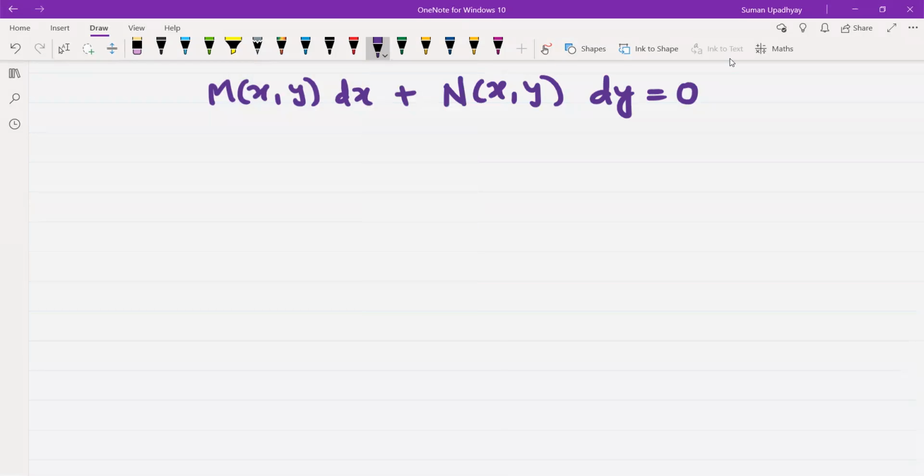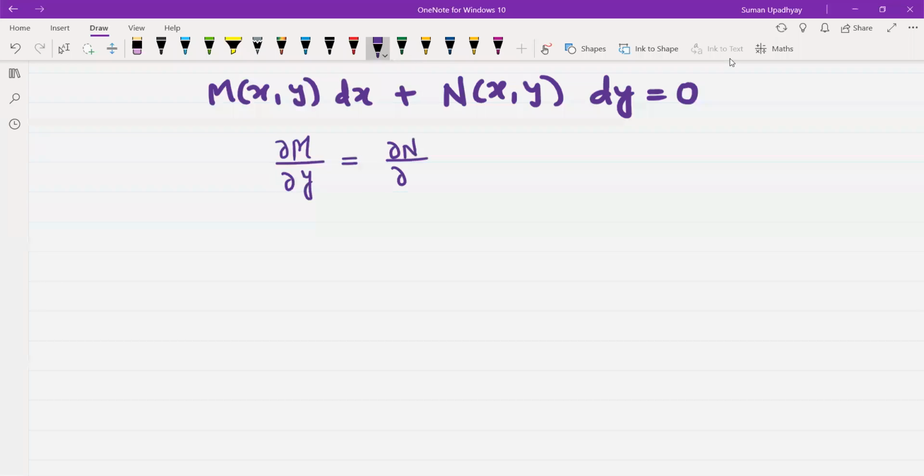So what you were saying, Mandar? Differentiating partially with respect to x. Will it be x or y? Will it be x? You sure it will be x? It will be y. Delta M upon delta y is equal to delta N upon delta x.